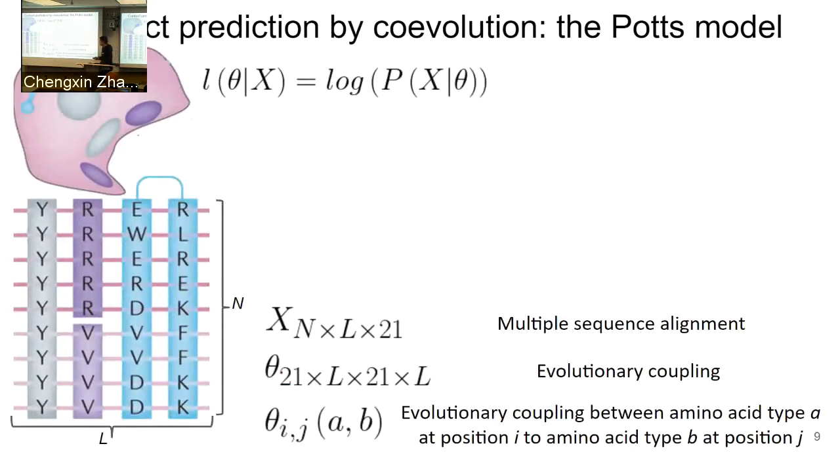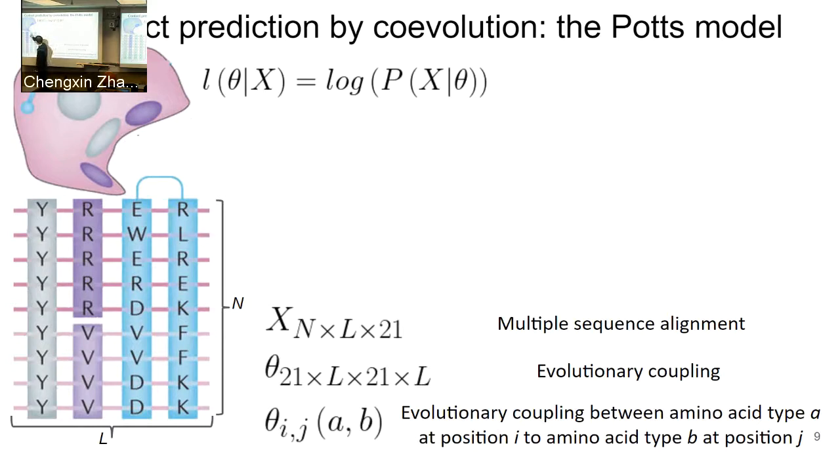Now, suppose this is our query sequence. Starting from this query sequence, we can find its sequence homologs. These sequence homologs don't have to have a tertiary structure, and even if they do or don't, we don't care. We search the query sequence against the protein sequence database and get this alignment.